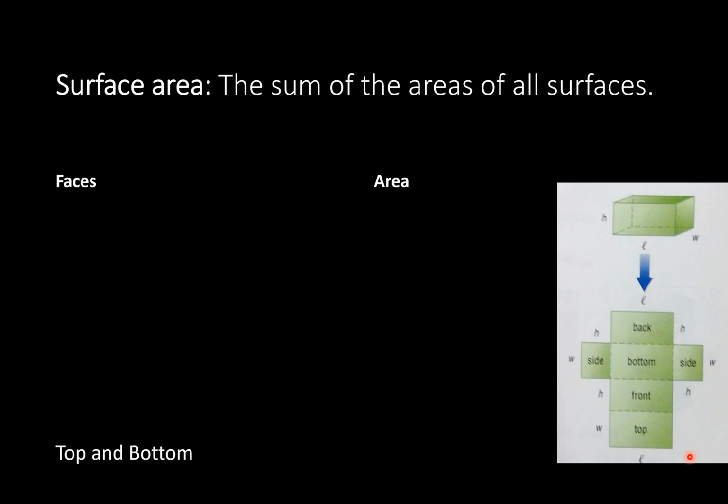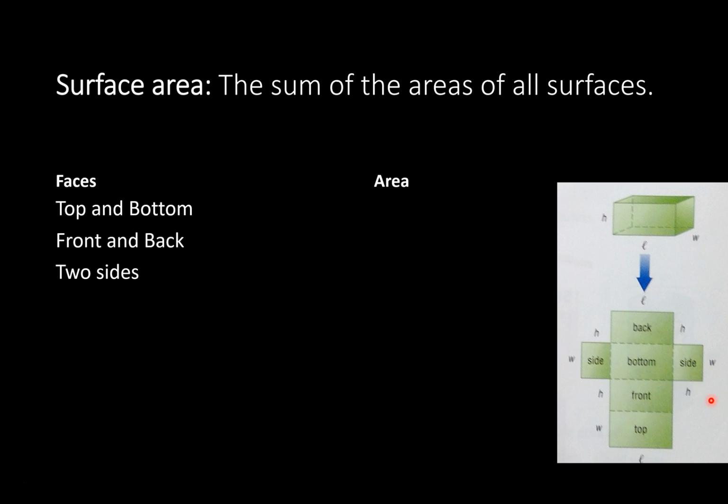So we're going to do these in twos. We're going to take the top and the bottom, those two. We're going to take the front and back. And then we're going to take each of the sides, side 1 and side 2. So we're going to add all those areas together to get the whole thing.